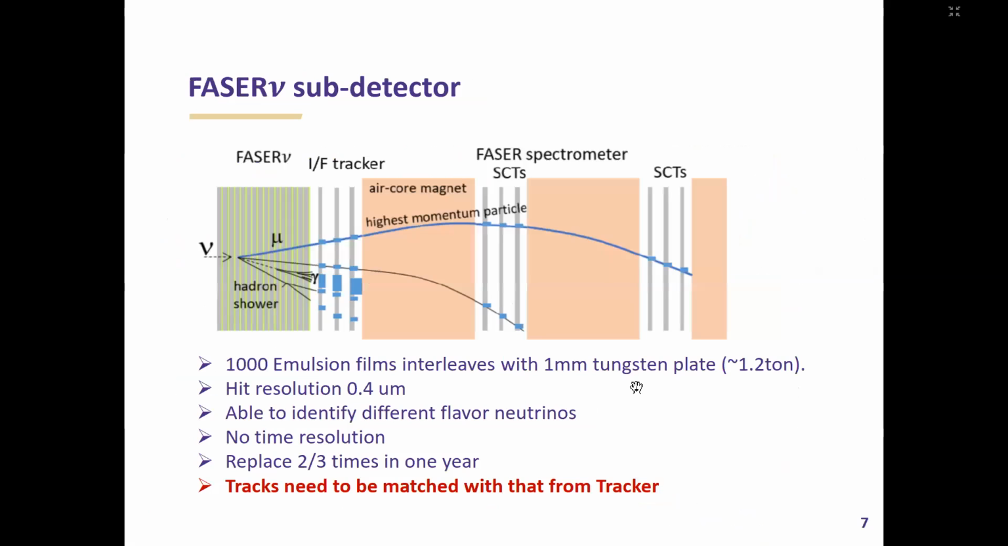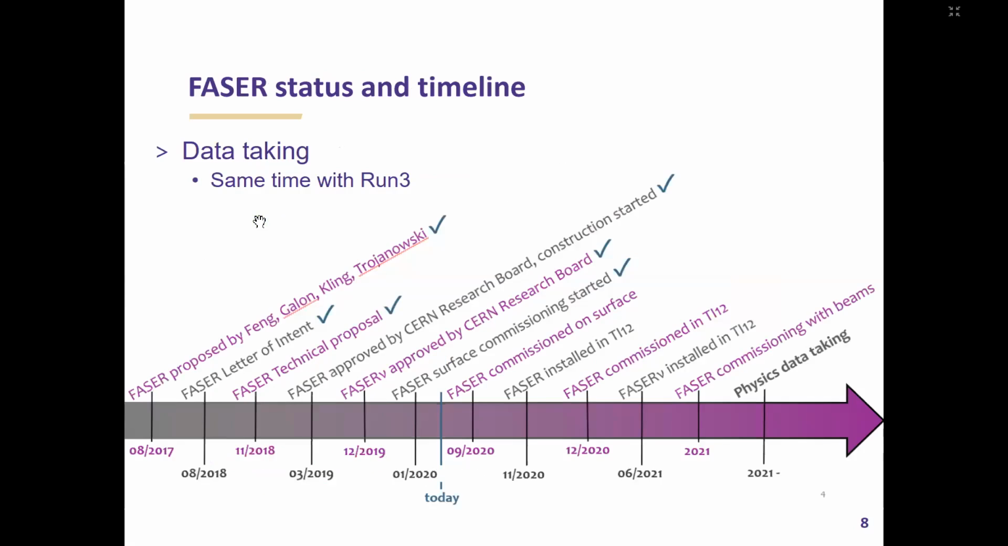Another thing I want to mention is the FASER neutrino detector, which is in front of these trackers and is made of emulsion. The one thing we need from the tracking part is an extrapolator which can extrapolate backward, so we can match the tracks with the tracks in the FASER neutrino detector. That's the difference from other experiments. Here is the general status of FASER. We want to start data taking at the same time as Run 3, which means the offline tracking is very urgent for now.